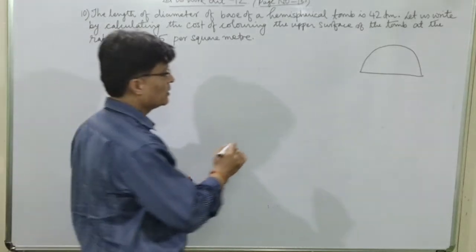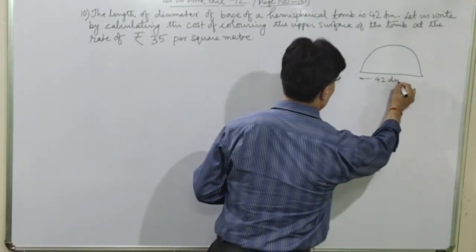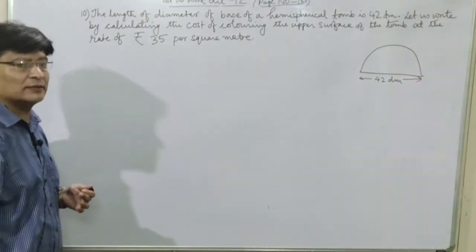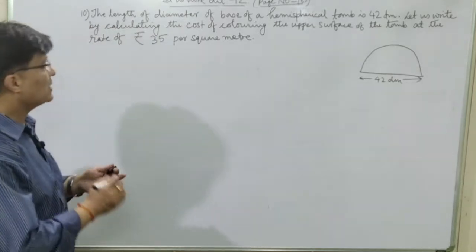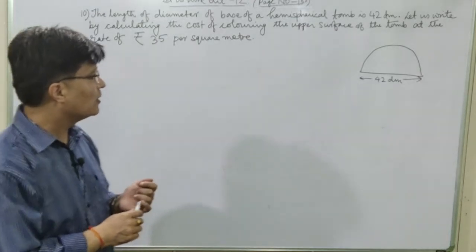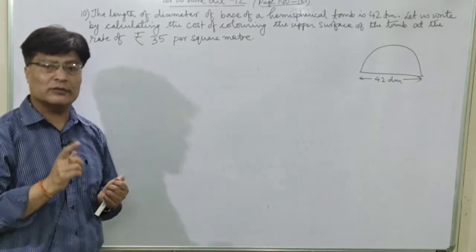What is given to us? Its diameter is given, 42 decimeter. Its diameter is given as 42 decimeter, right? So now let us write by calculating the cost of coloring the upper surface of the tomb at the rate of rupees 35 per square meter.